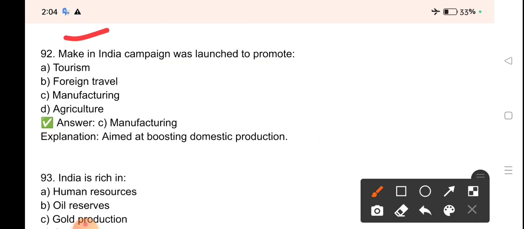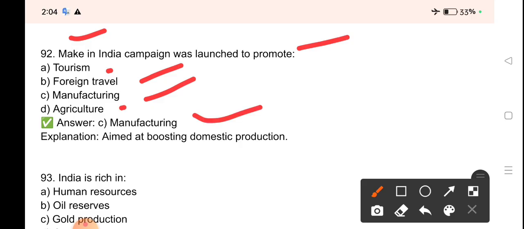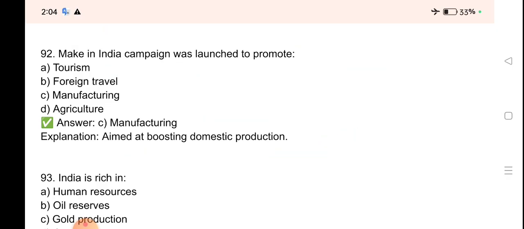Make in India campaign was launched to promote tourism, foreign travel, manufacturing, agriculture. Make in India campaign was launched to promote manufacturing, aimed at boosting domestic production.